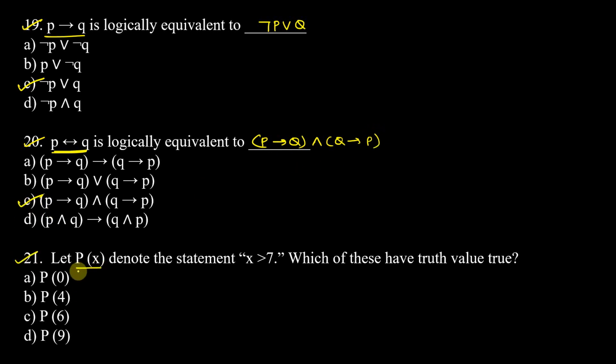21. Let P of X denote the statement X greater than 7. Which of these have truth value true? Suppose if X is 0, 0 greater than 7 is false. But question is saying that truth value should be true. If X is 4, 4 greater than 7, false. X is 6, 6 greater than 7 is false. X is 9, 9 greater than 7 is true. So answer for the question is D.